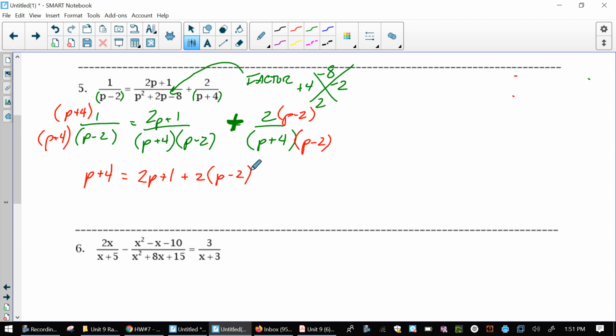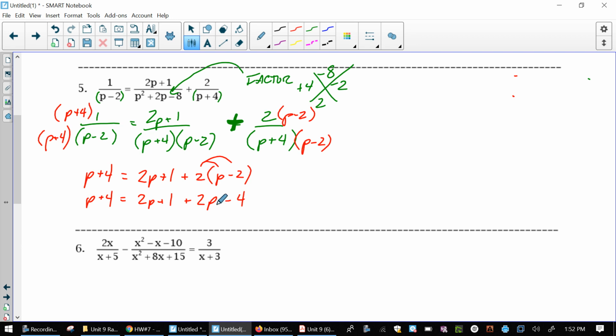And now let's go ahead and solve this equation. Distribute the 2 here. Okay, p plus 4. And you guys can show as much work as you want here. Show me a couple steps at least. Show me as much as you can to make sure you don't make mistakes in your head.